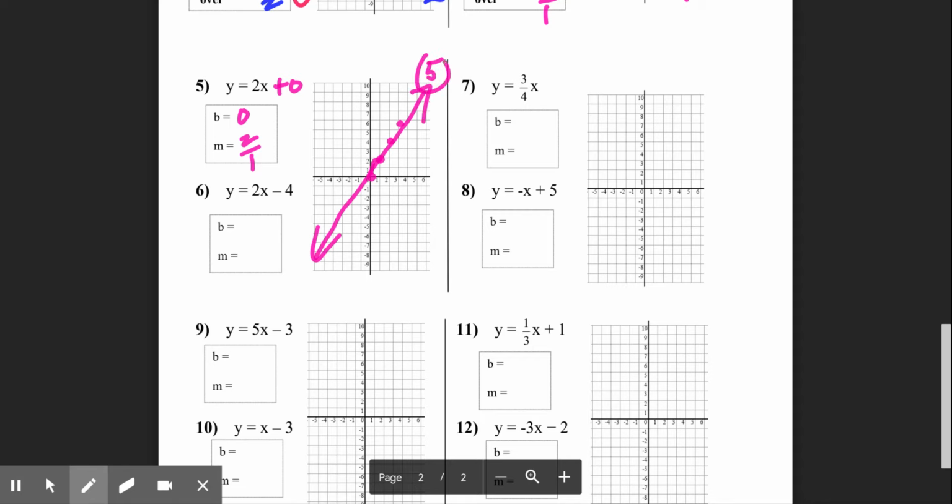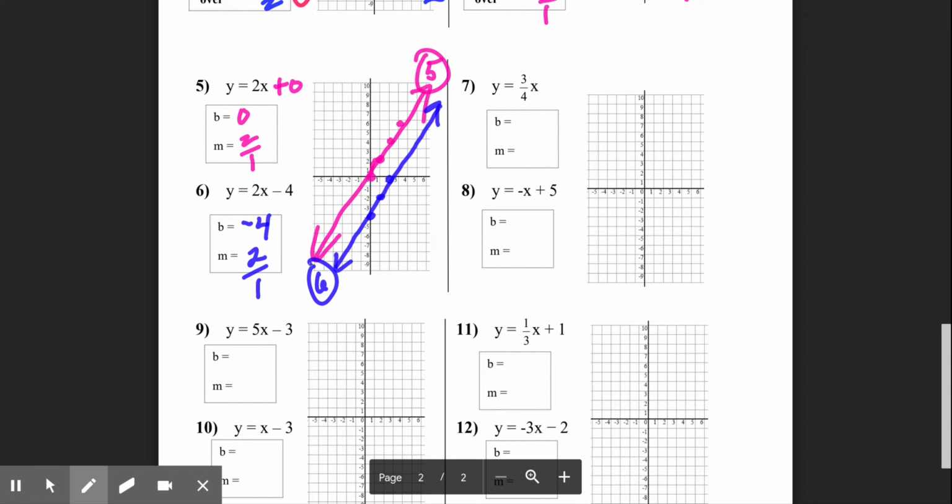So this is problem 5. All right, problem 6. Our y-intercept, our b, which is where we begin, is at -4. Our slope is 2, which means 2 over 1. So we're going to begin at -4, and then we're going to go up 2 over 1, up 2 over 1. You notice the lines are parallel. The lines are parallel because they have the same slope.